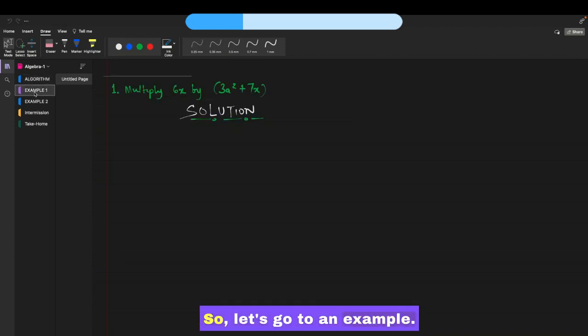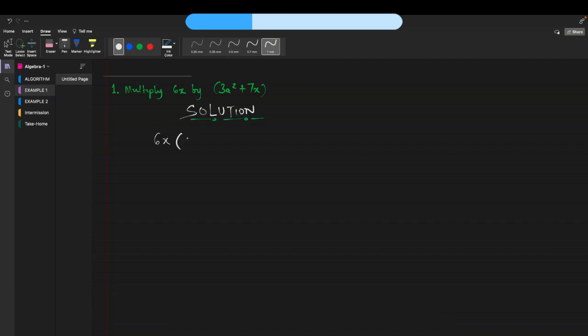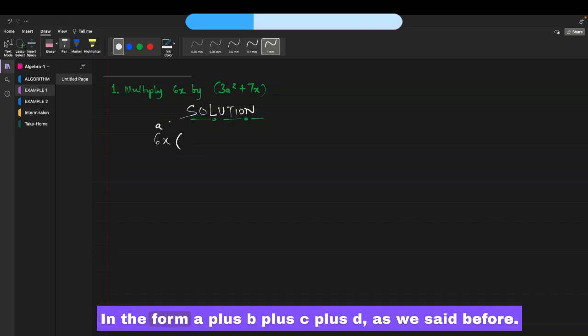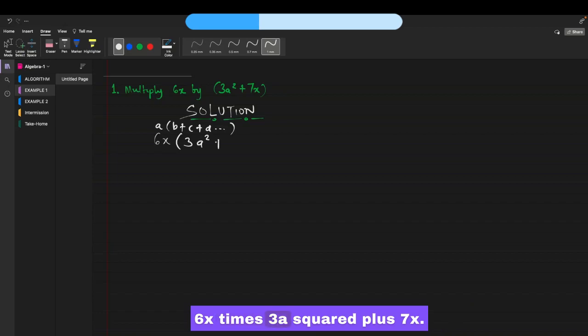So let's go to an example. The question here says to multiply 6x by 3a squared plus 7ax. So we write it in the form a times (b plus c plus d), as we said before. So rewriting this question, it will be 6x times (3a squared plus 7ax).